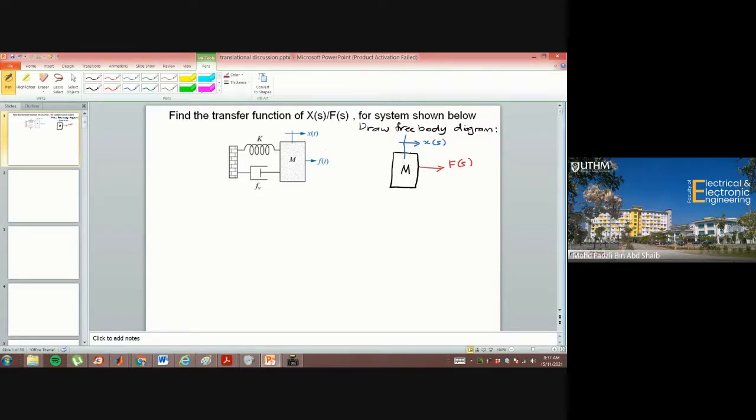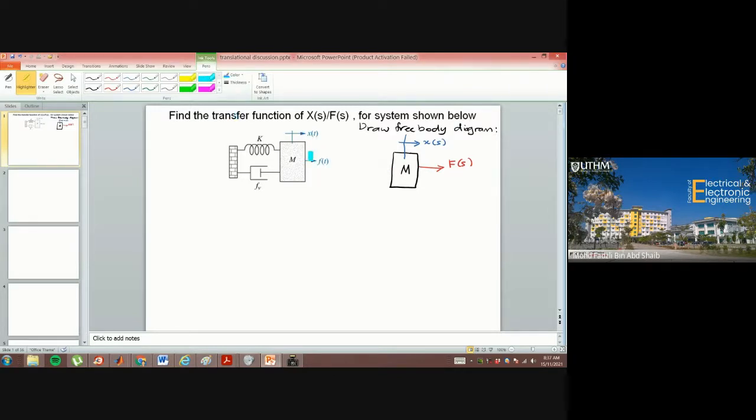This is the diagram given. We need to change it to draw the free body diagram in order to solve the problem. The question is to find the transfer function of XS over FS, meaning output over input.